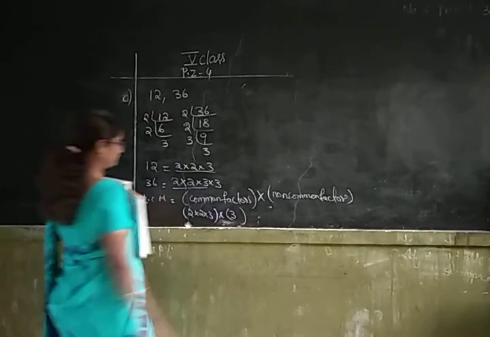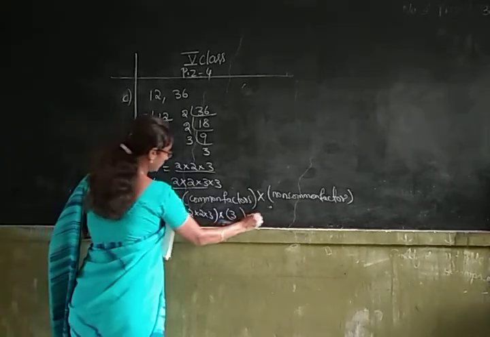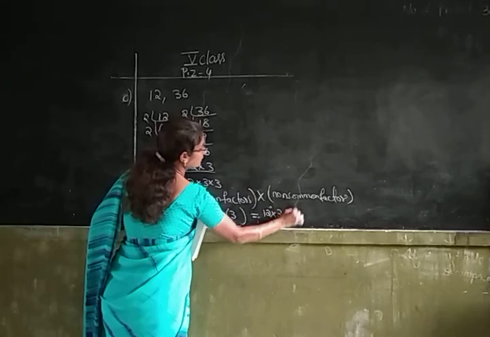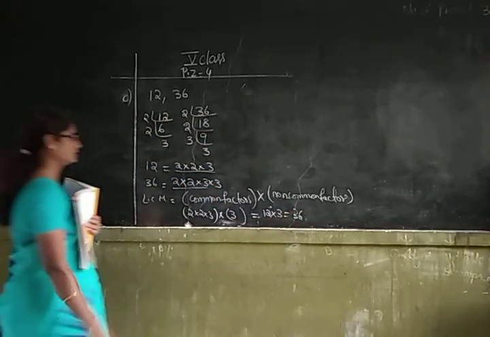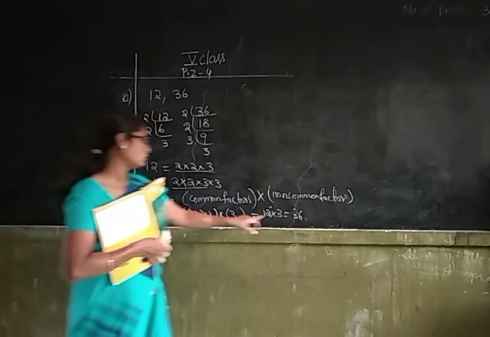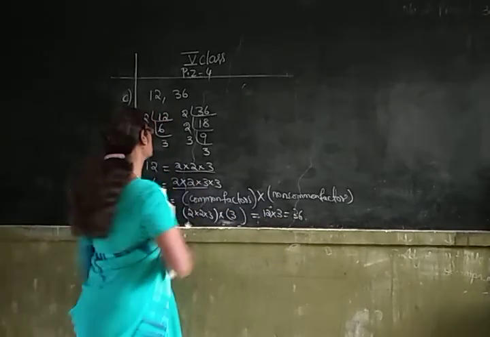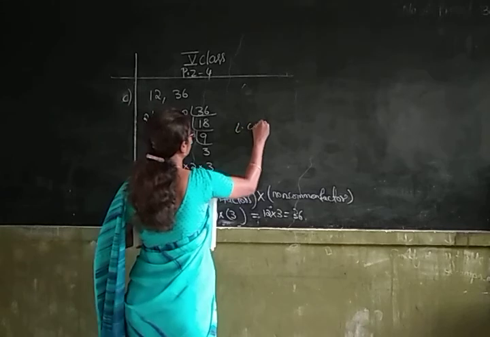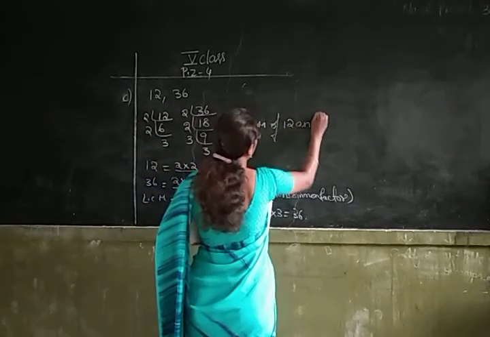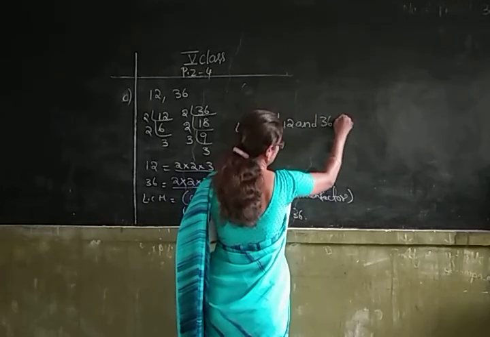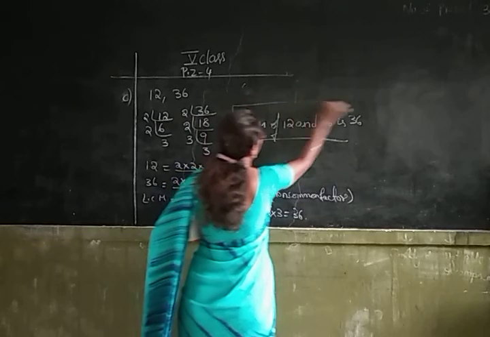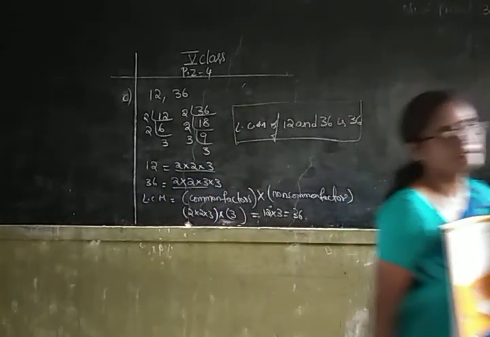2 2s are 4. 4 3s are 12. And 12 3s are 36. So LCM of 12 and 36 is 36.